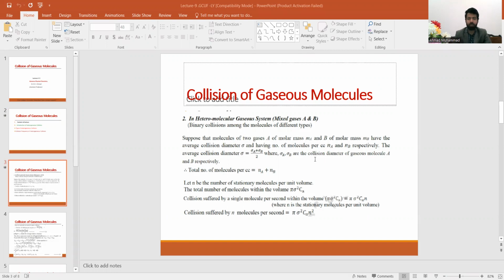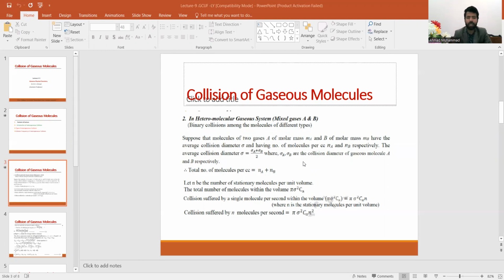For example, two gases are mixed with each other. One gas is A and the other is B. Gas A has molar mass Ma and gas B has molar mass Mb. They have numbers of molecules per centimeter cube Na and Nb respectively. Then the average collision diameter is equal to sigma A plus sigma B divided by 2, where sigma A and sigma B are the collision diameters of the gaseous molecules A and B respectively.